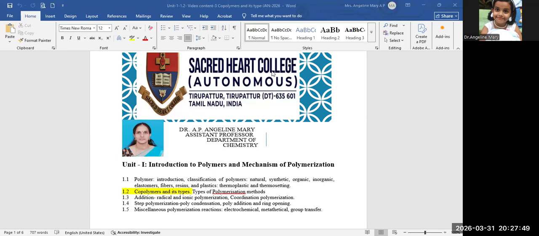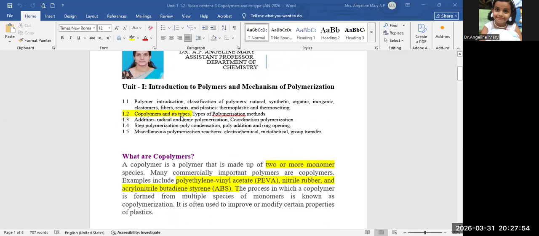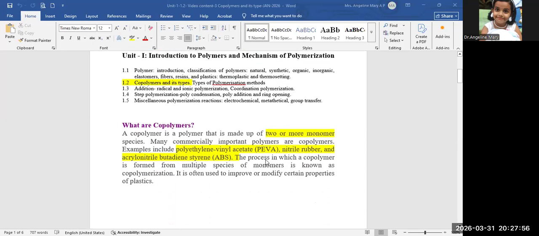Hello everyone. In this video, we are going to see about copolymers and their types. What are copolymers? A copolymer is a polymer that is made up of two or more monomer species. Co means combining of polymers. That means two or more monomer species joined together is called a copolymer.